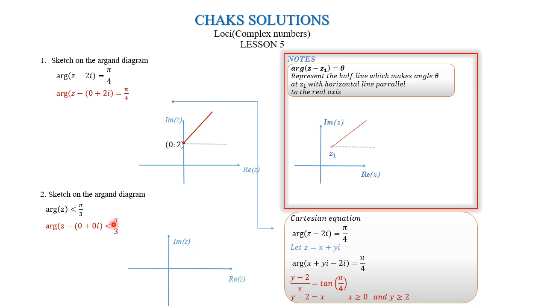We are going to draw a broken line because the points on the half line are not included here. This is the line that we draw, and this is our angle of pi over 3. Now we need the region which is less than pi over 3. From this line, up here the argument will be greater than pi over 3, and below here the argument will be less than pi over 3. So we are shading this side. Let's go to the next example.